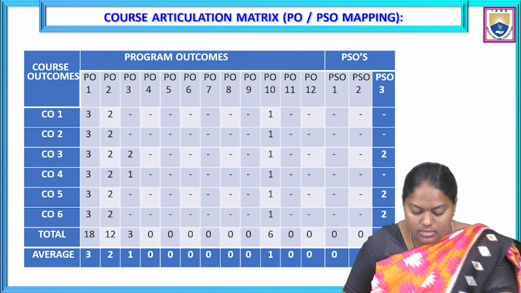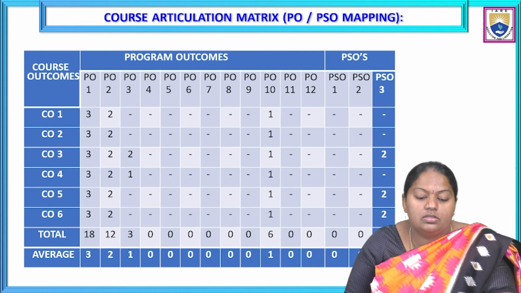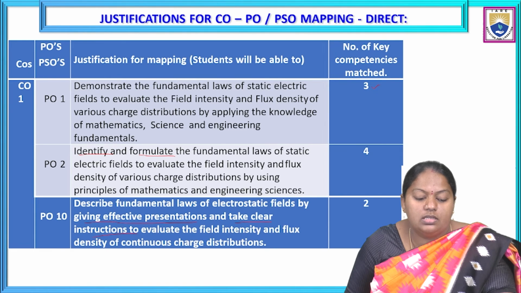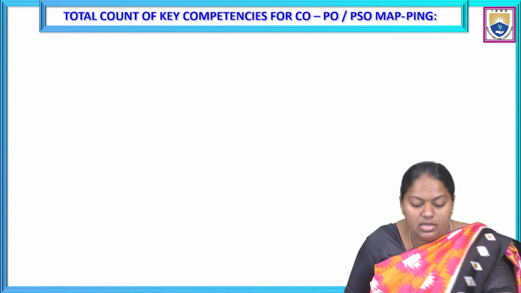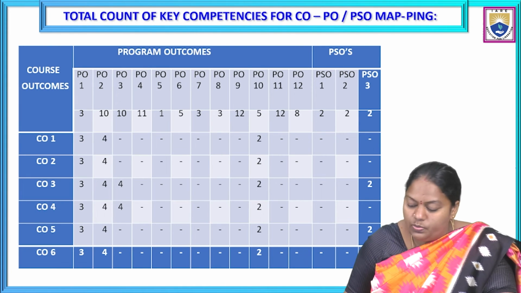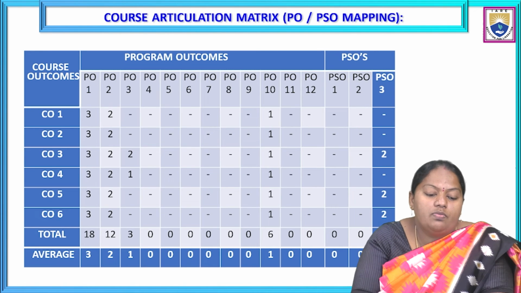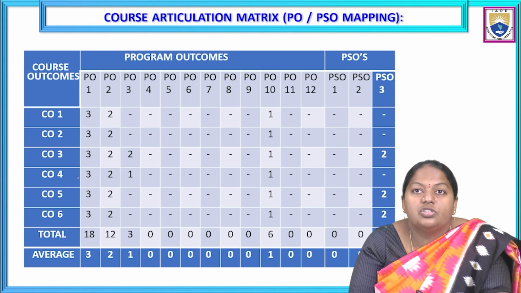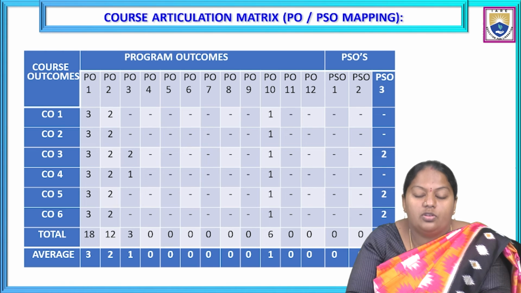Next one, course articulation matrix. This one is the important one based upon the strength I have used for that, and based upon the justification I have considered over here. This is the table. Depending upon this, what I have considered over there is my articulation matrix. See, CO1 it is to be mapped as 3. Now to write this articulation matrix, we should follow some key attributes and all.